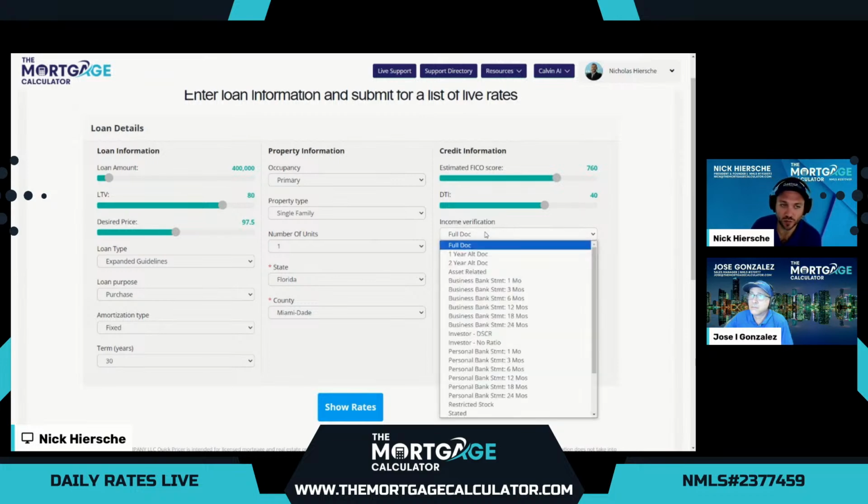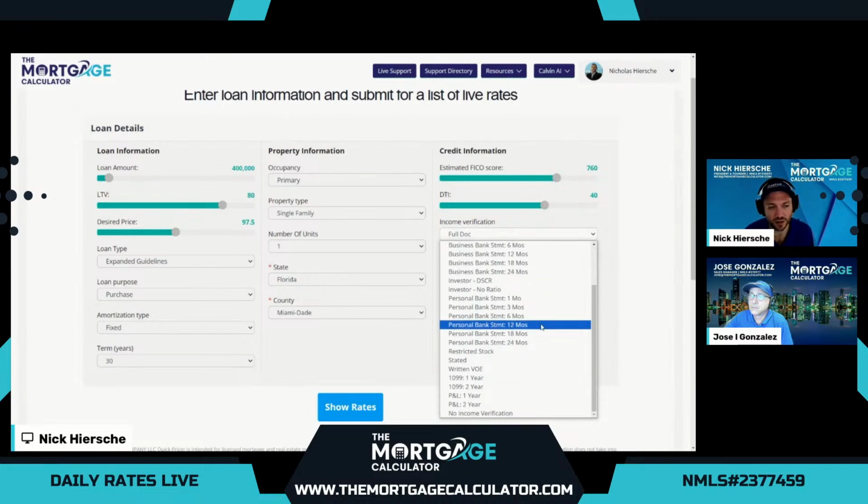So full doc is what we use for conventional and FHA. That's 2 years of tax returns. So if our customer doesn't qualify using 2 years of tax returns, most likely we'll use one of these alternatives. We have asset-related programs. We had a show on that the other week. Business bank statement programs. Our investor programs are just for investment properties, so we'll talk about that shortly. Personal bank statement, 12-month, is the most popular program by far. We have RSU, stated income, DOE, 1099, P&L, no income CDFI, all of those different options. Check out some of our other episodes for those topics.